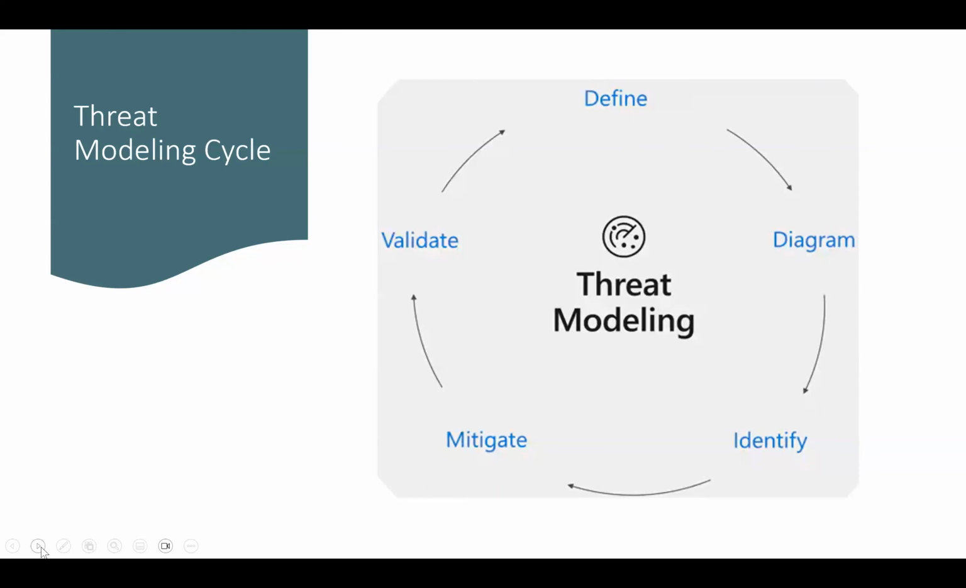Threat modeling is a cyclical task, and it begins with defining the security requirements, which we just did, diagramming the system on paper, identifying possible attack vectors, mitigating those risks, and validating that the suggested changes satisfy the mitigation efforts before finally starting again when a new sprint or iteration begins.